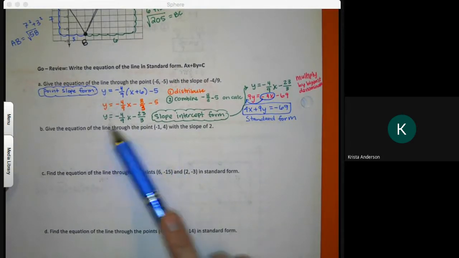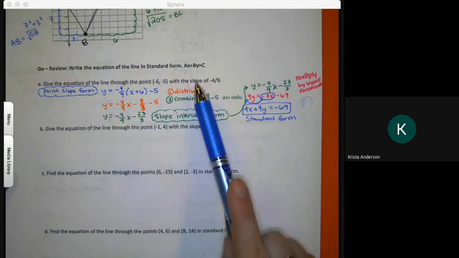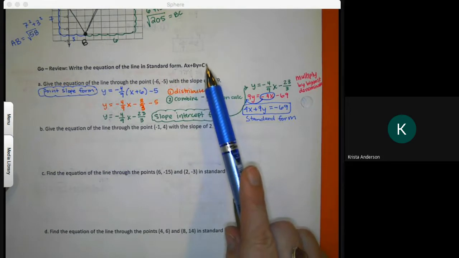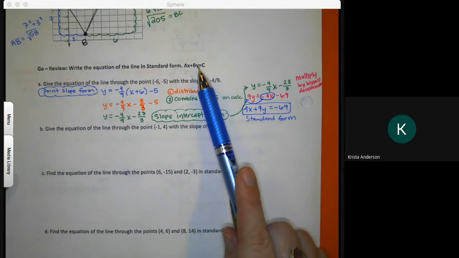This is not in the form. It's requesting you to write it as ax plus by equals c.